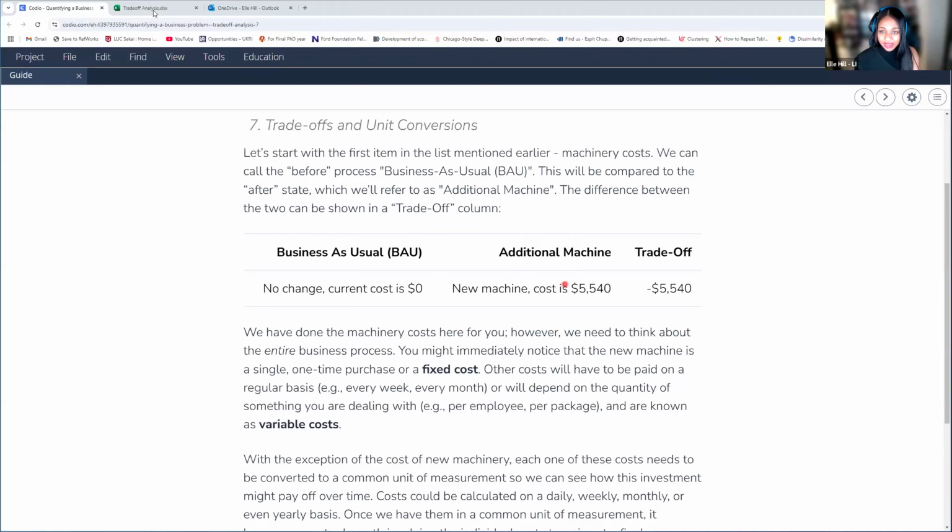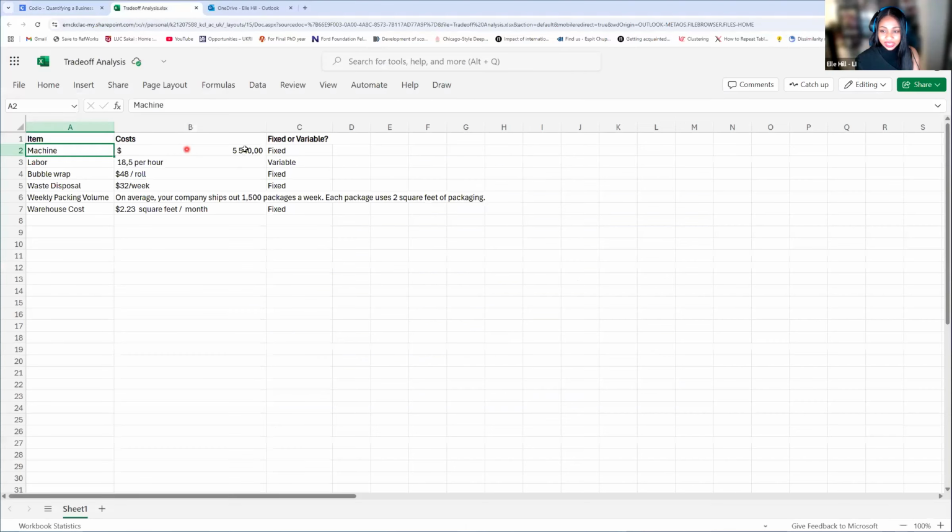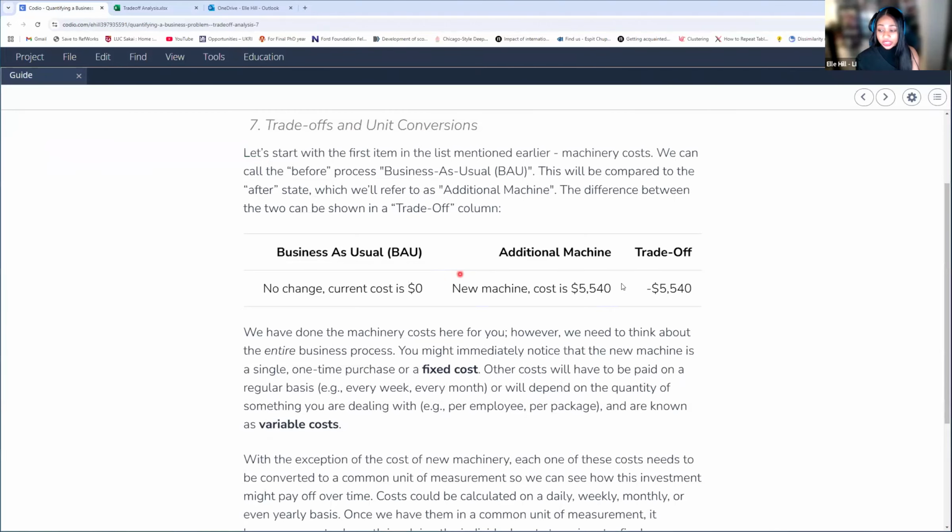Remember we have our list here. The machine is going to cost $5,540. So if we buy the machine, that's the cost we're going to incur. This means our trade-off is going to be minus 5,540 because we have to pay for this. We're not saving any money, so this has to be a negative number. If we're saving money, that's going to be a plus in our trade-off analysis. If we have to pay for something, or maybe it's a deficit, that's going to be a negative or a minus.